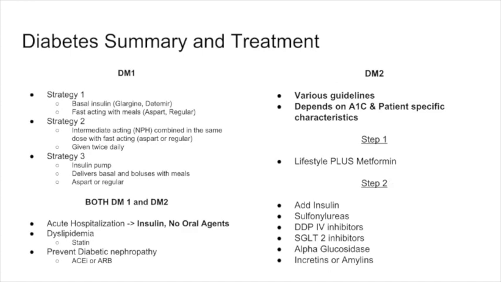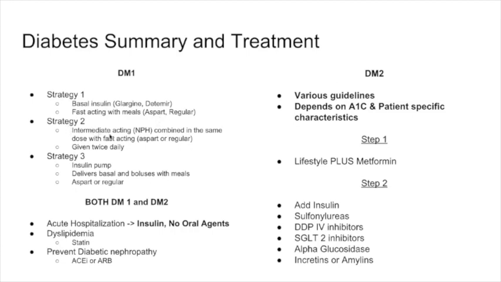Now, I wanted to talk a little bit about the summary of diabetes and treatment. For diabetes 1, there's different strategies. The main point is that you're giving two things, a basal insulin and the fast-acting insulin. So strategy 1, you can give basal insulin like glargine or detemir, and you combine it with fast-acting with meals like aspart or regular.